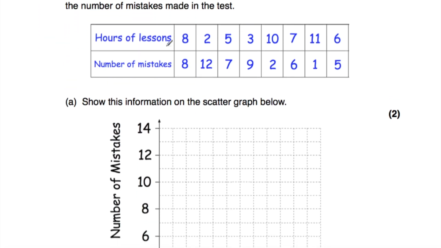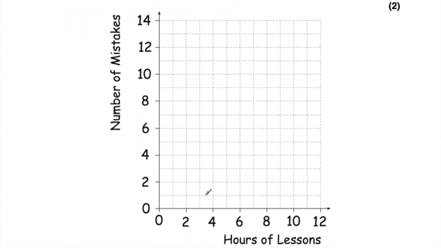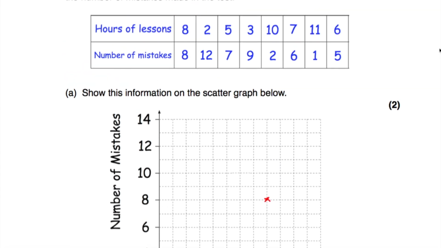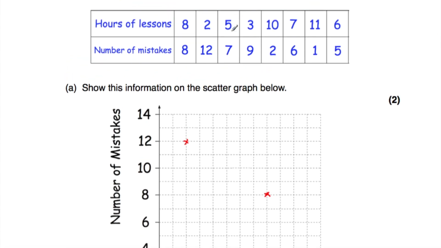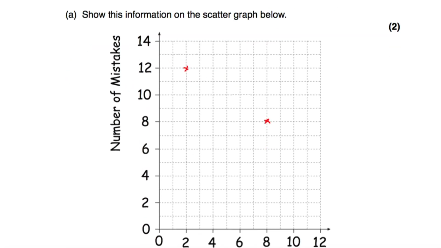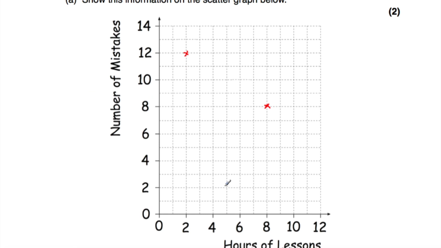So let's do that. The first person had 8 lessons and made 8 mistakes. So we go across to 8 lessons and up to 8 mistakes, and put a little cross there. Next, the next person had 2 hours of lessons and made 12 mistakes, so they would be up there. The next person had 5 hours of lessons and made 7 mistakes. That's going to be there, in between 6 and 8, so 7.